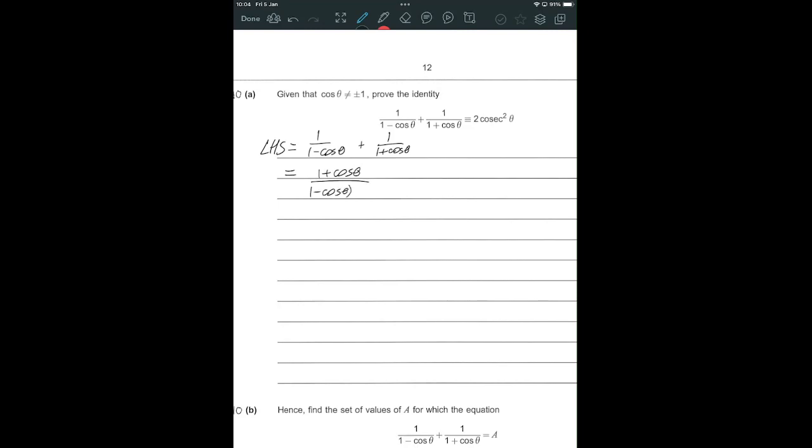Over 1 minus cos theta, 1 plus cos theta, plus the equivalent for the other term. The denominators are a difference of 2 squares. So my numerator, and I'm doing it slowly-ish, because it is a show that question. I can't skip too many steps, even though I would quite like to. So now the numerator simplifies to just 2, and the denominator, 1 minus cos squared, well that's just sine squared. And finally, the 1 over sine squared is exactly the cosec squared, which is the right-hand side, and we're done.